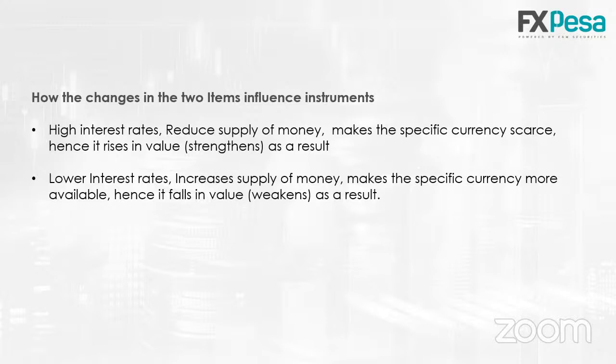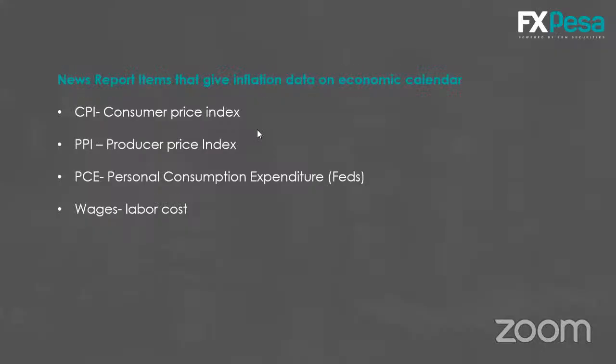When the rates are lowered, that's when it increases the supply of that currency. It means it's available cheaply. So that makes the specific currency, for example, if it is euro, available, hence it falls in value or weakens as a result. Now let's look at how traders, before we look at that, let's consider the report items that give inflation on the economic calendar, considering how the inflation and interest rates are connected.